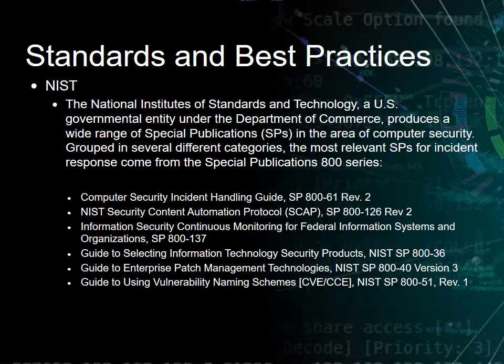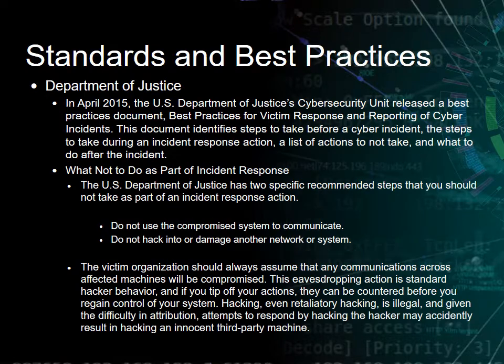So under the 800 series, there's the Computer Security Incident Handling Guide, the Security Content Automation Protocol, the Security Continuous Monitoring for Federal Information Systems and Organizations, Guide to Selecting Information Technology Security Products, the Guide for Enterprise Patch Management Technologies, and a Guide for Using Vulnerability Naming Schemes.